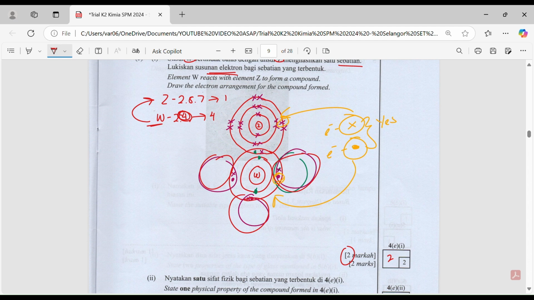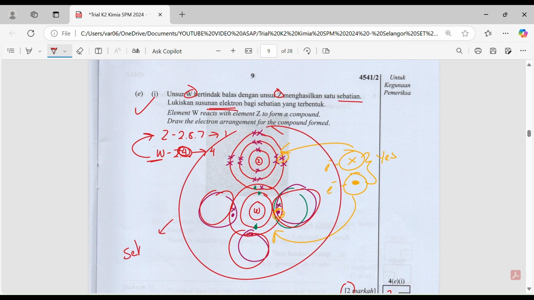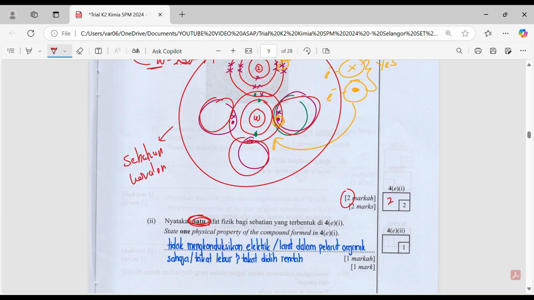Next. Nyatakan satu sifat fizik bagi sebatian yang terbentuk di 4E here. So this, obviously they share ikatan covalent, will form sebatian covalent. Right, so sebatian covalent, yes, it tidak boleh mengkonduksikan elektrik. It can larut dalam pelarut organik. Sahaja it cannot larut in water, as well as it has takat lebur dan takat didih rendah. So any one of this, you'll get 1 mark lah. Okay.